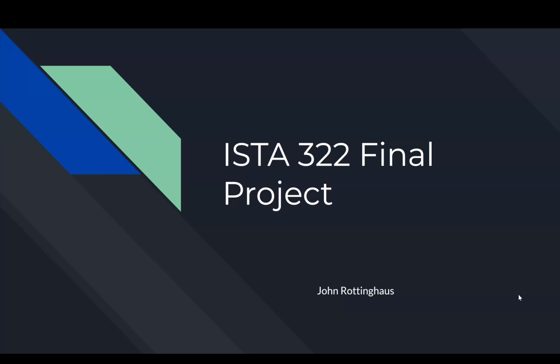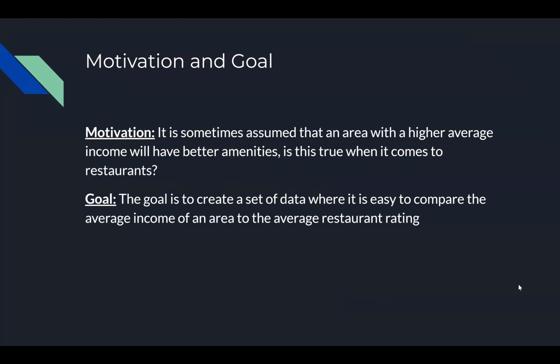So the motivation behind my project was it's sometimes assumed that an area with a higher average income tends to have better amenities. So I wanted to see if that's true when it comes to things like restaurants. The goal was to create a set of data where it'd become easy to compare the average income of an area to the average restaurant rating of that same area.